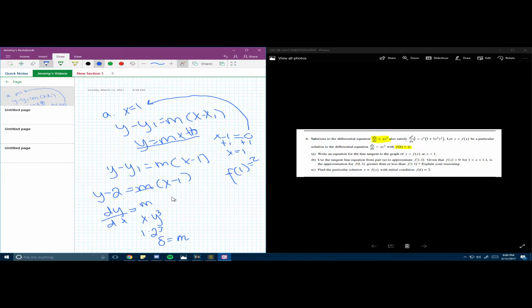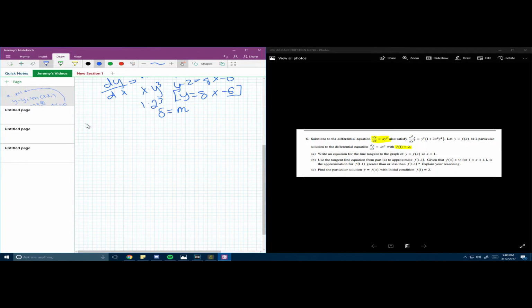Alright. So y minus 2 is equal to 8 times x minus 1, which is 8x minus 8. Y minus 2, so y is equal to 8x minus 6. That would be part A.